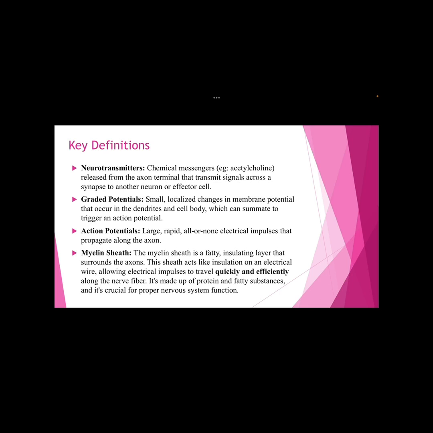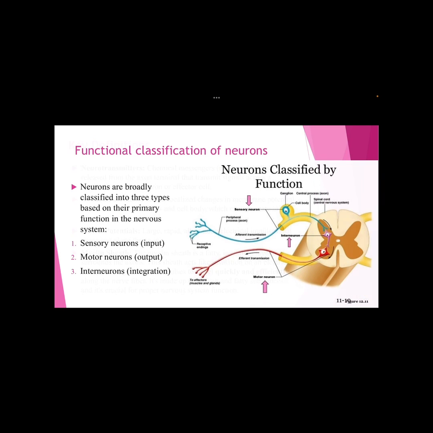Those are some key definitions that I have already explained, so you can read them on your own later on when you study the lecture. We have completed our first objective, which is understanding the anatomy and function of neurons. And now we are moving to our second objective, which is the functional classification of neurons.